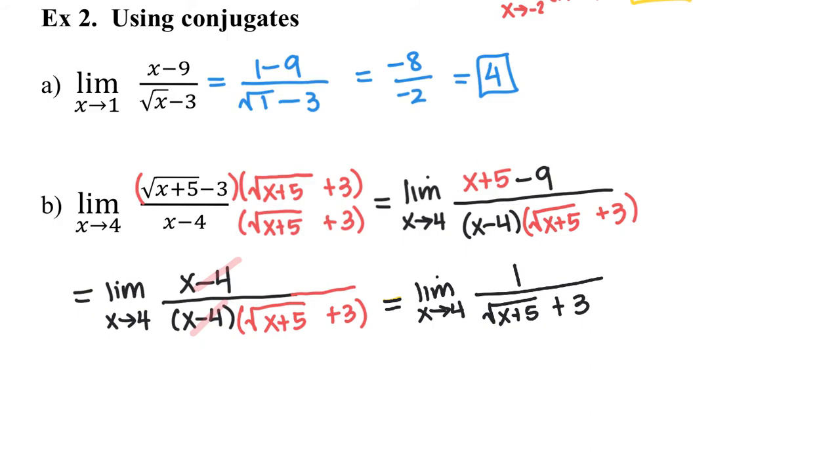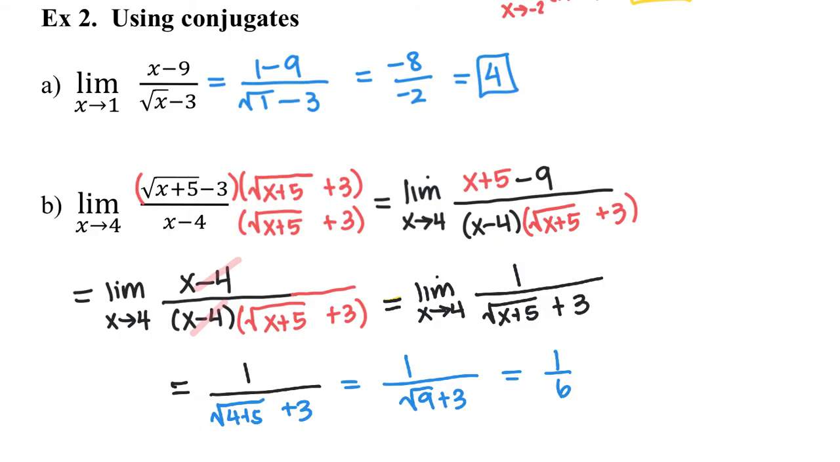So now I'm going to do direct substitution. I don't have to write limit anymore because I'm going to plug it in. So if I plug in 4, I get 1 over root of 4 plus 5 plus 3, so 1 over root 9 plus 3, so 1 over 3 plus 3, which is 1/6.